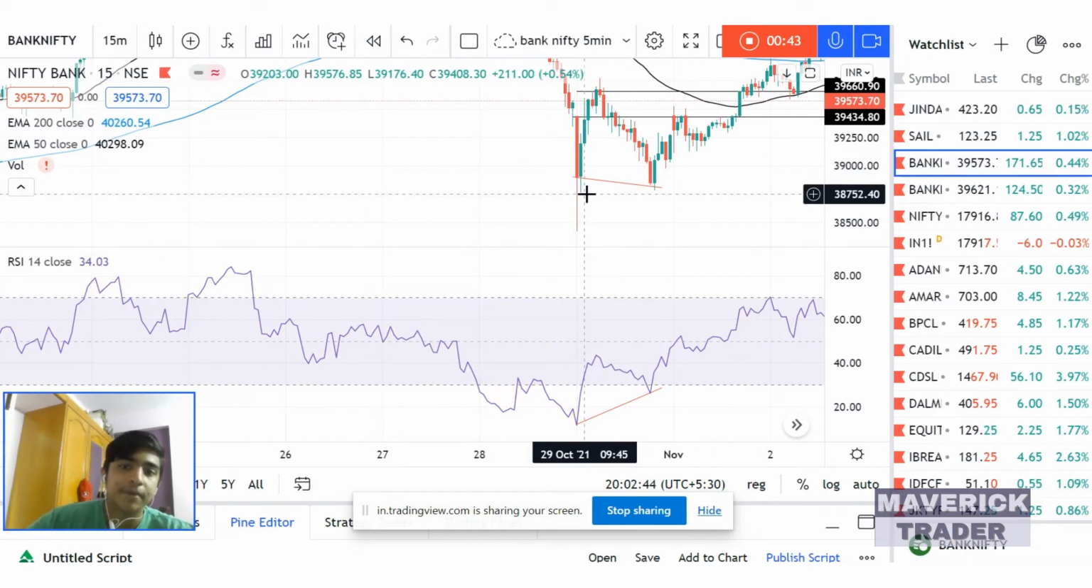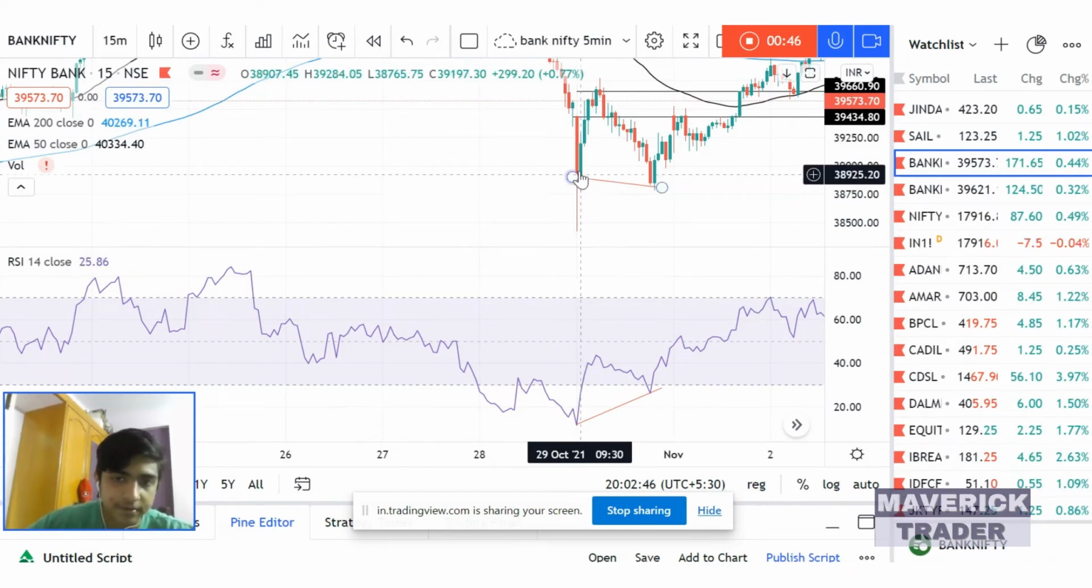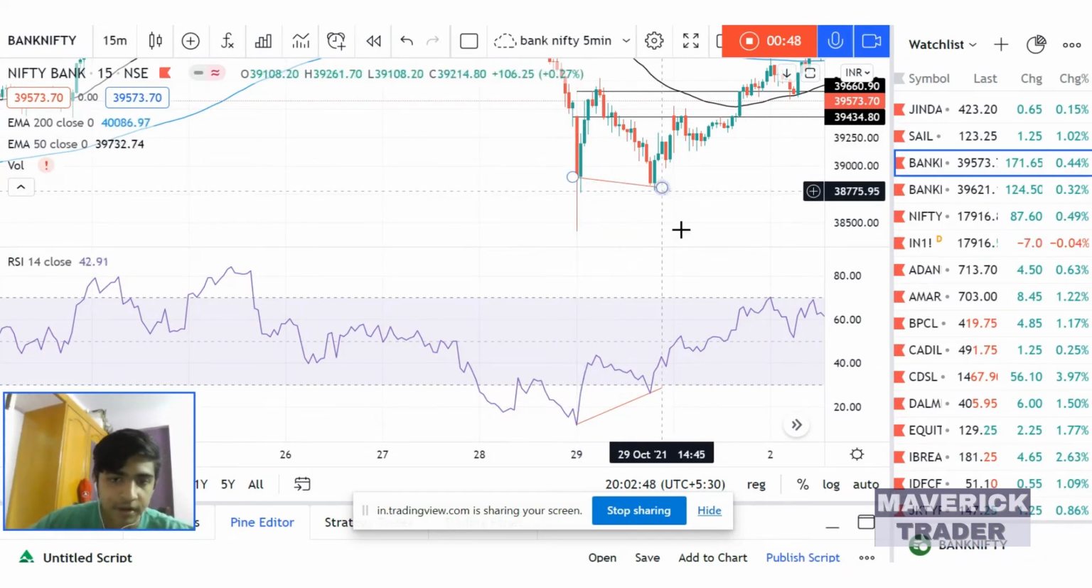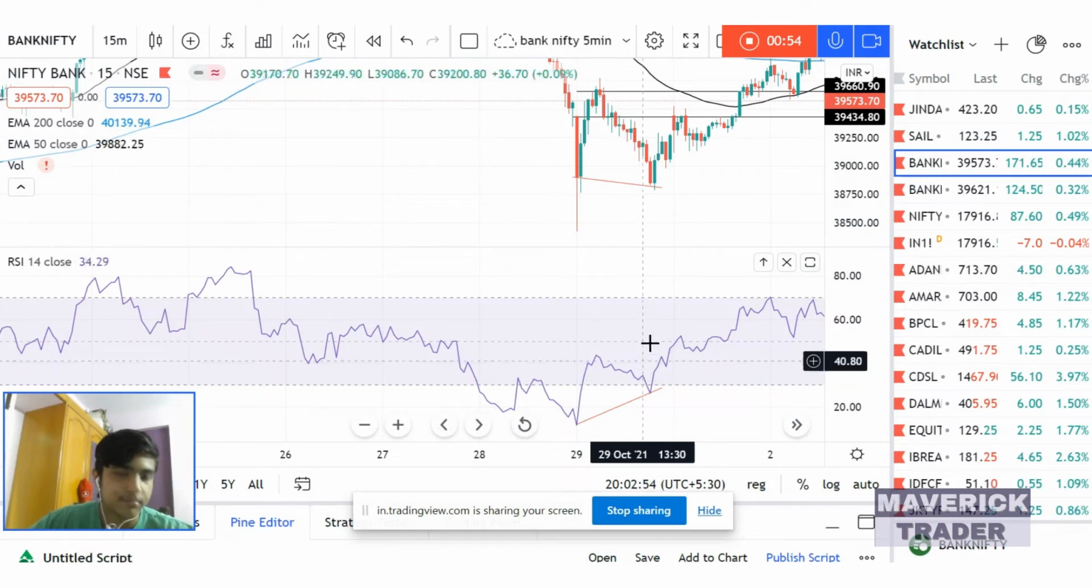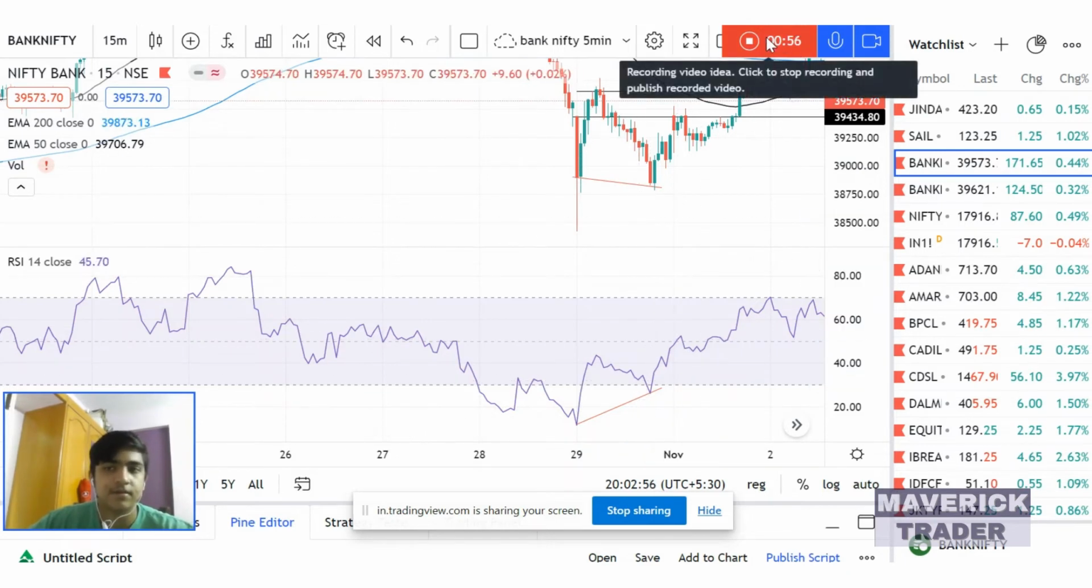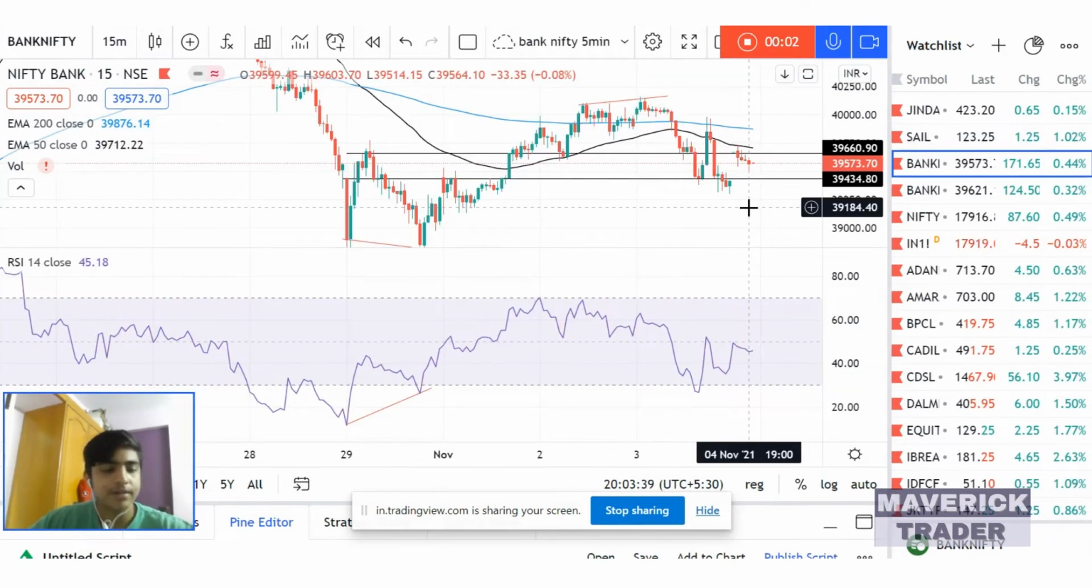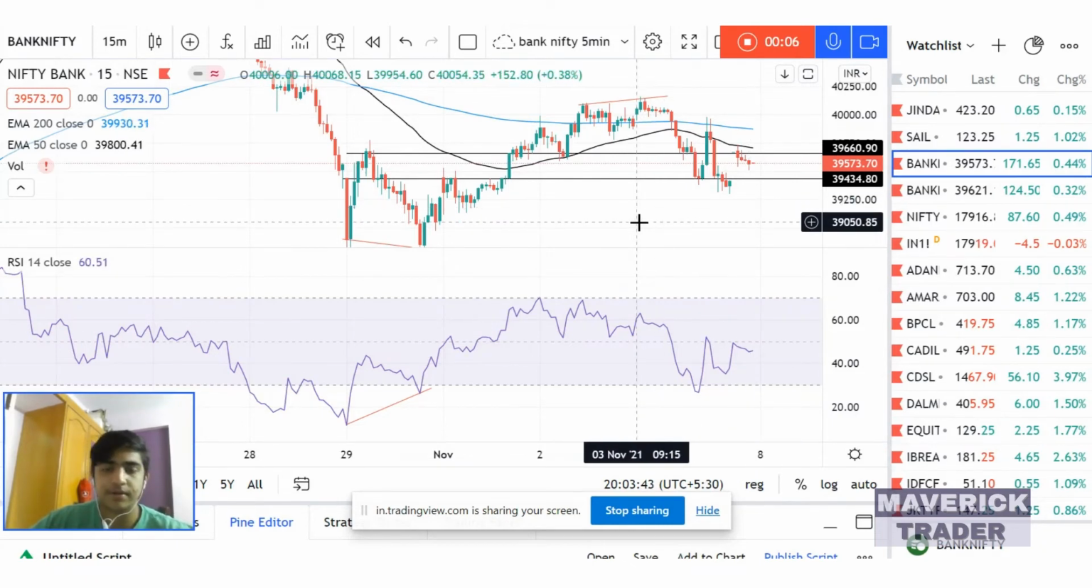The price might be falling down, but even though the price is falling, the RSI, the strength in that stock at that particular point, is increasing, which means there's going to be a bounce back. So what is a bearish divergence? I'll explain it to you now.